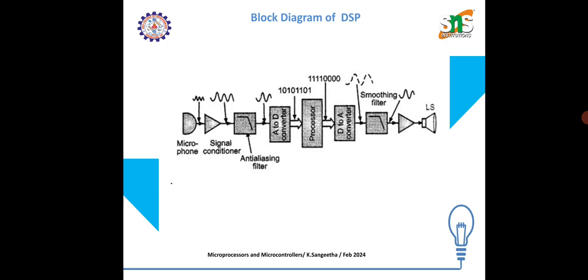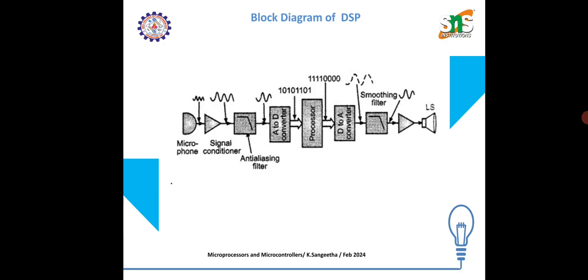And then it is passed to the ADC. The analog signal from the microphone or filter is converted into digital form by the ADC, allowing it to be processed digitally by the DSP, that is, the digital signal processor. And after the ADC it is passed to the digital signal processor. The DSP processes the digital signal using various algorithms such as filtering, equalization, compression, etc. to manipulate or enhance the audio signal.